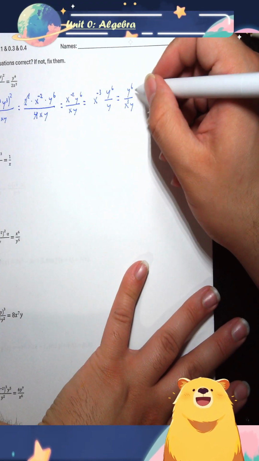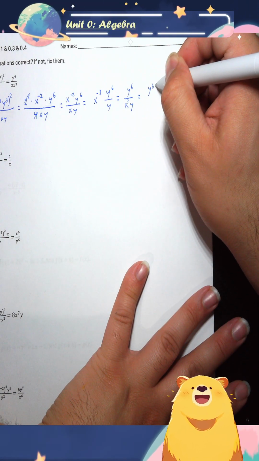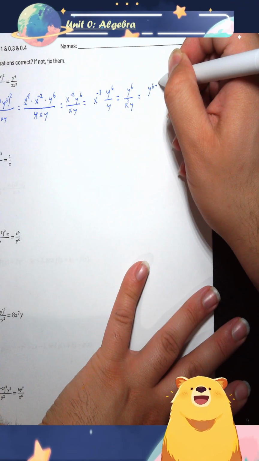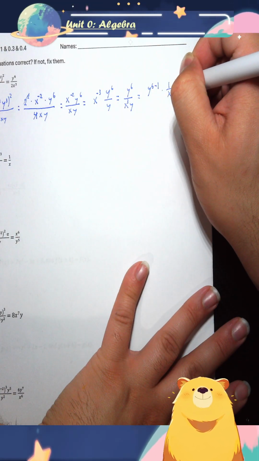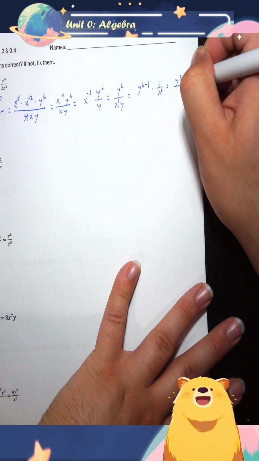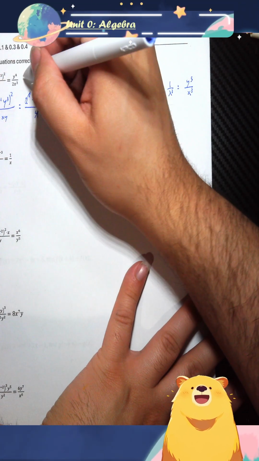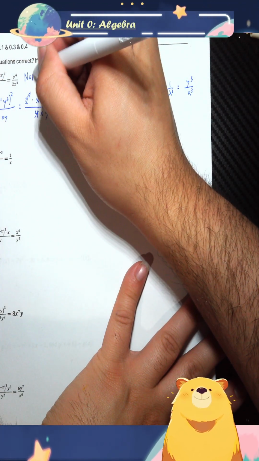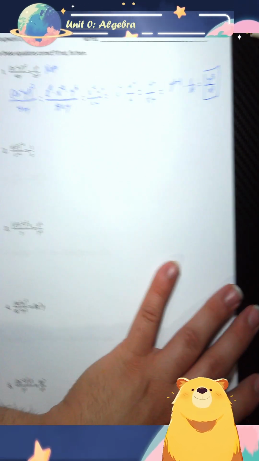And then now we'll simplify the y's, and we get y to the 6 minus 1, times 1 over x to the third, and that's just going to be y to the fifth over x to the third. And that does not match our answer, so nope. And this is the correct answer. Okay.